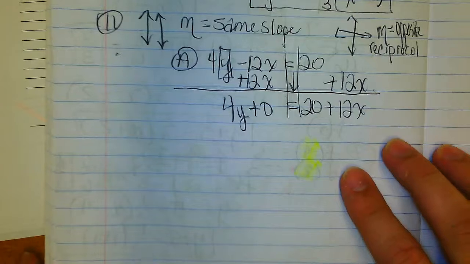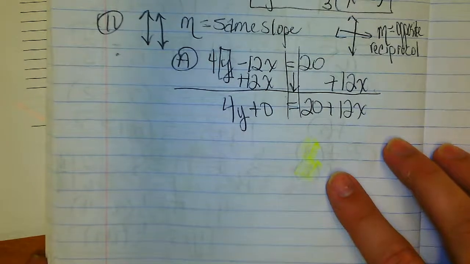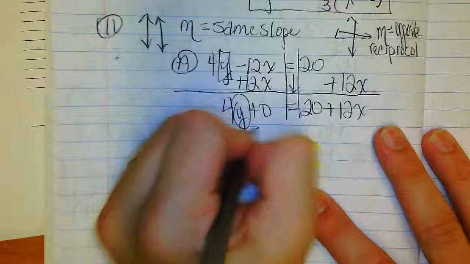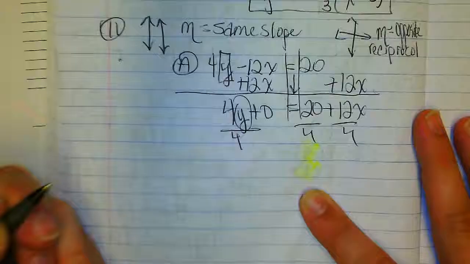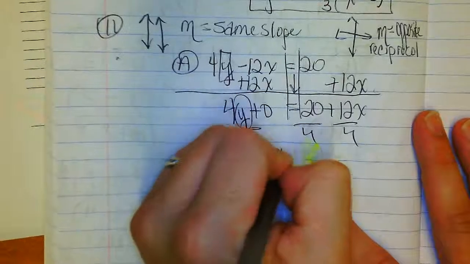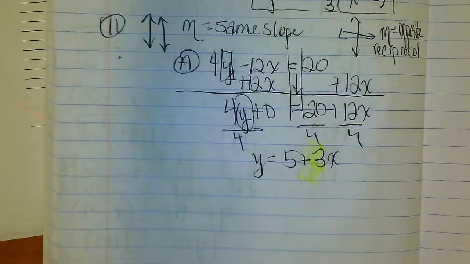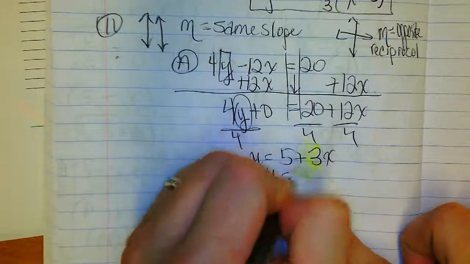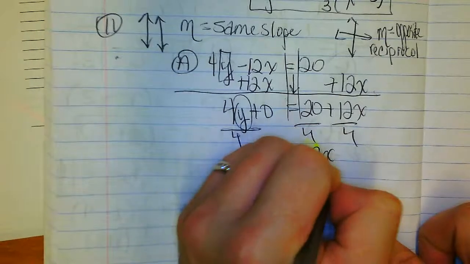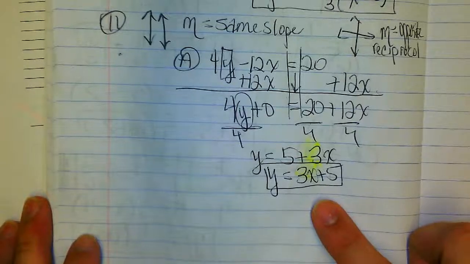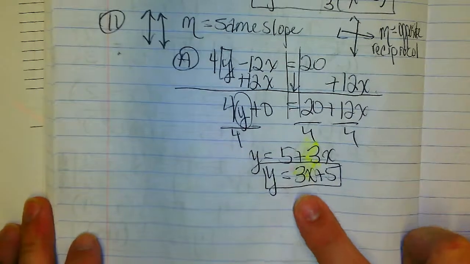Karen, what would you do last to solve this out? To solve for y? Yeah, that's the one I want to solve for. How do I get rid of that 4? Yeah, just divide. Go. All right, so we have y equals 5 plus 3x. This was line A. Another way to write this is y equals 3x plus 5. Línea A dice y igual a 3x más 5.